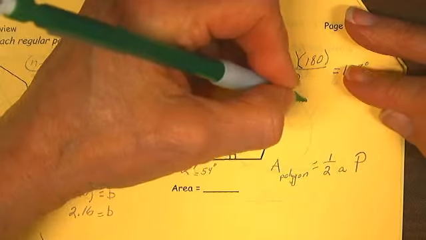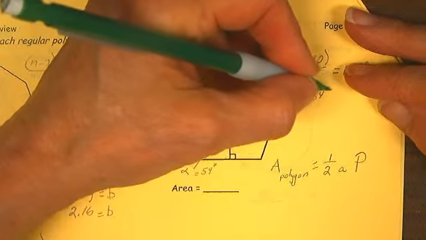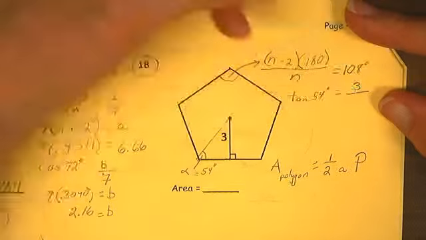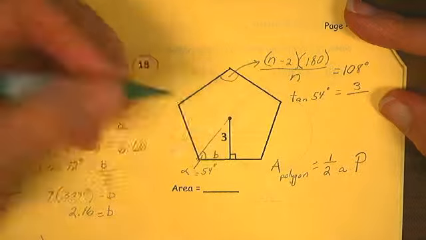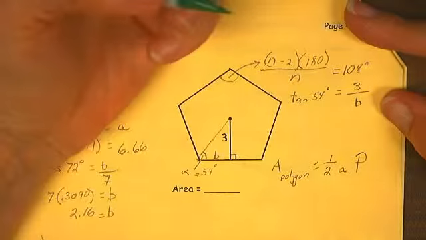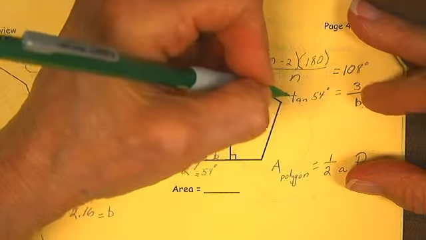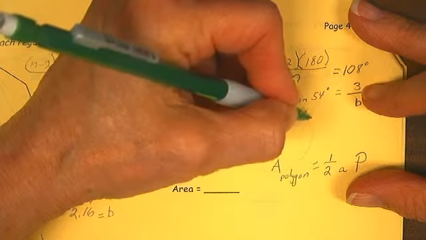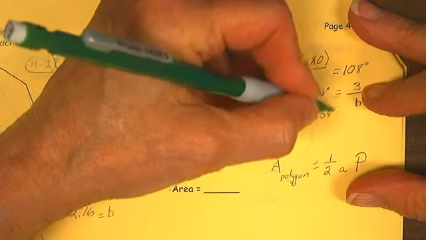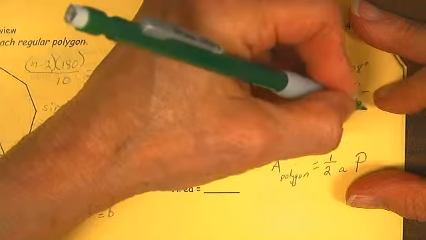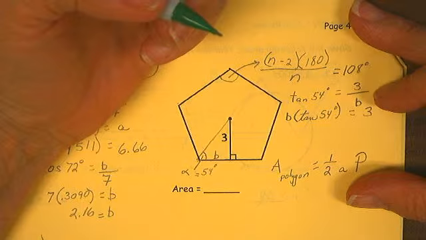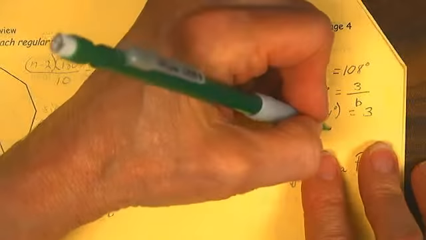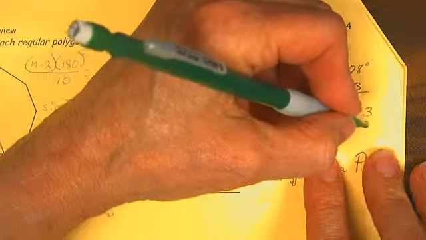So the tangent of 54 degrees is equal to the opposite side over the adjacent side, and I'm going to call that B. Multiply both sides times B. B times the tangent of 54 degrees is equal to 3. Now I divide both sides by the tangent of 54 degrees, and that's going to give me B.